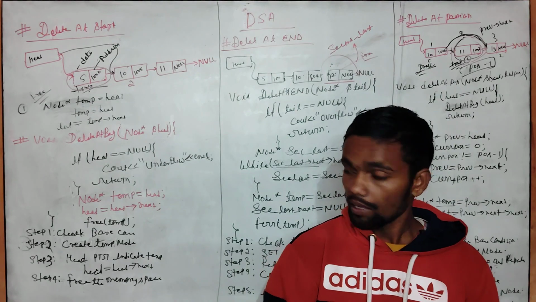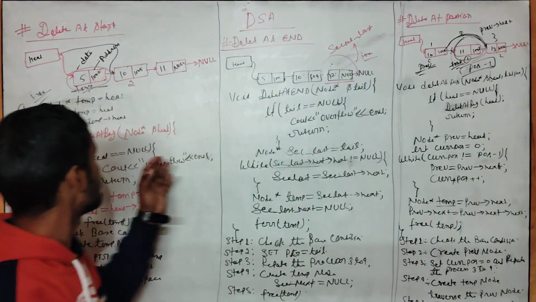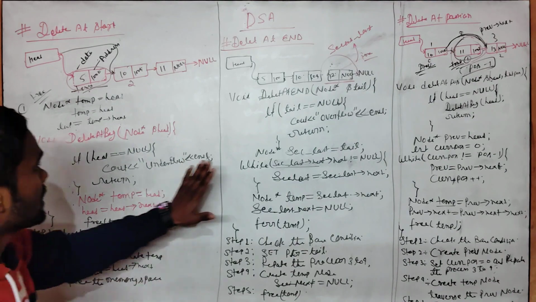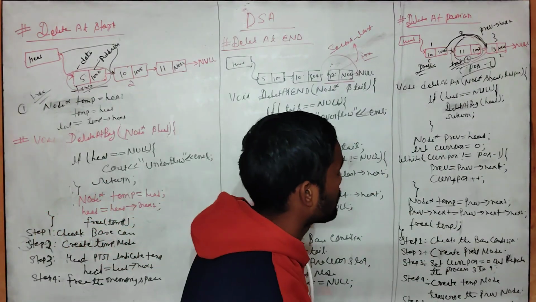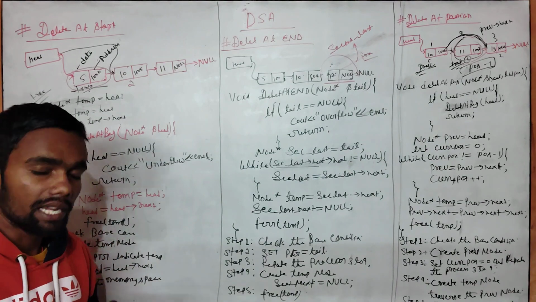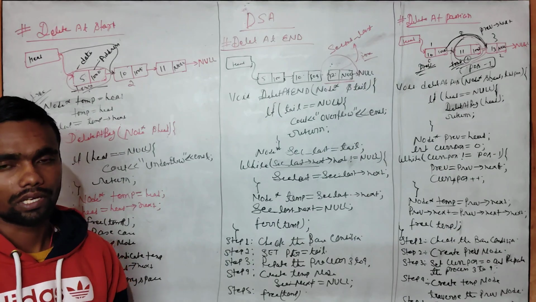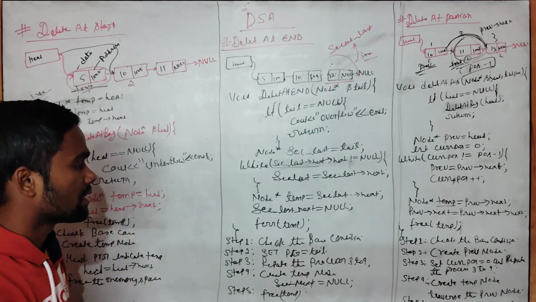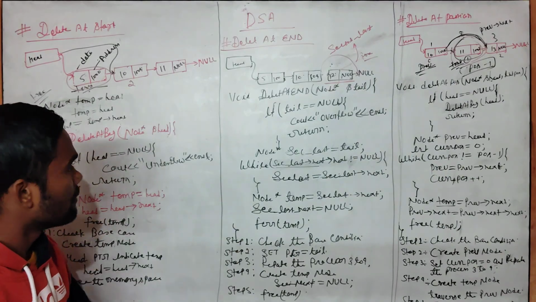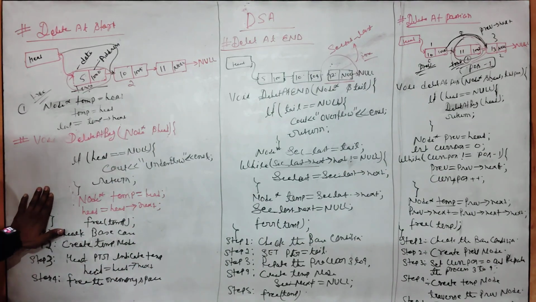So thank you for today's lecture. We are discussing here the deletion at the starting, deletion at the ending, and deletion at a position. In the next lecture we'll discuss doubly linked list. We can say it also has some parts, circular linked list, double linked list. We'll discuss them. And firstly you need to take care. I'm just explaining once more.